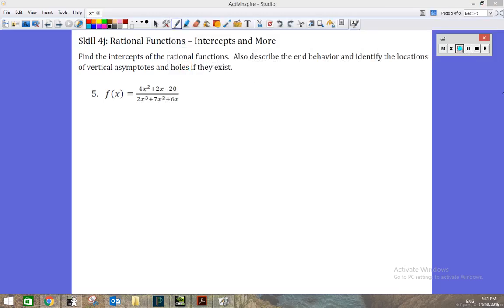Let's take a look at this rational function. Find the intercepts, the x and y intercept, find the end behavior, find any vertical asymptotes if they exist, find any holes if they exist.